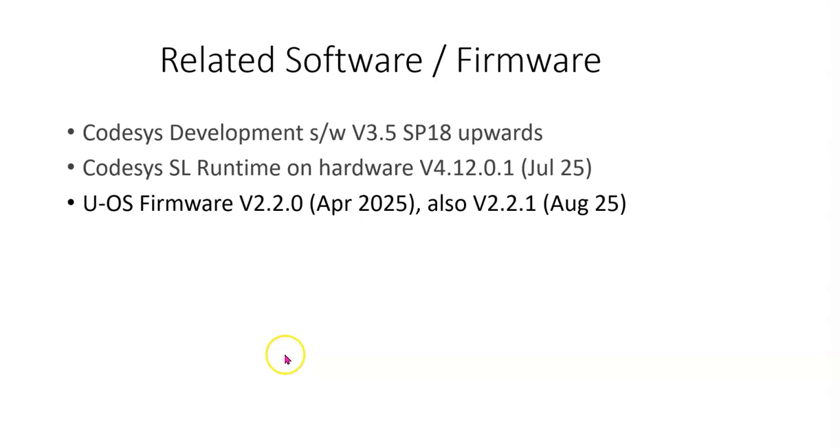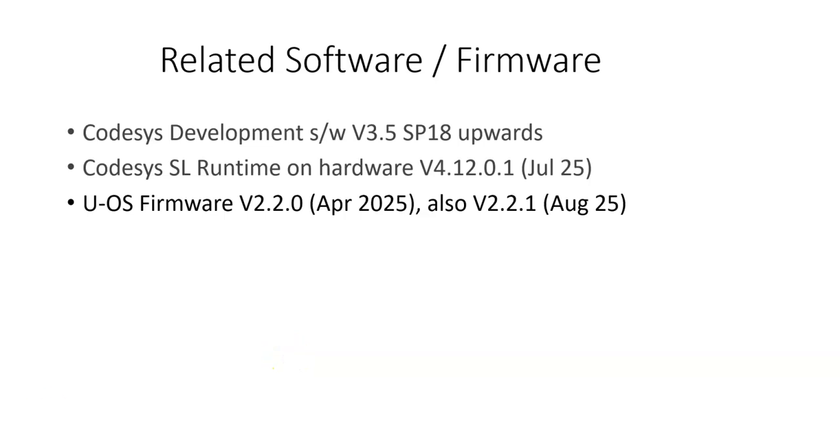With the Codesys development software, you can use version 3.5 Service Pack 18 onwards. I'm using Service Pack 20, and the Codesys SL runtime, which is software installed on the actual controller or gateway, is 4.12.01, and I'm using UOS firmware 2.20, but there is also a later one, 2.21.